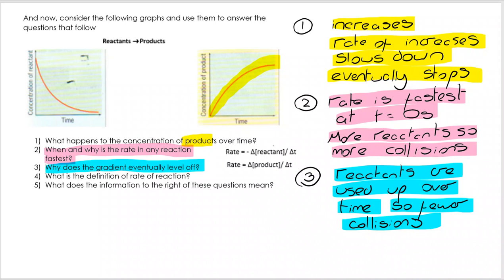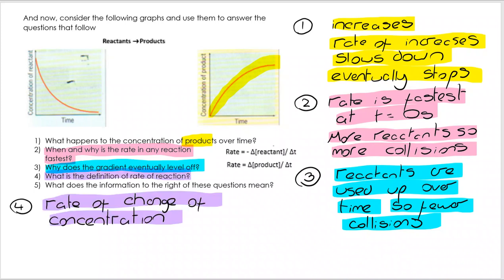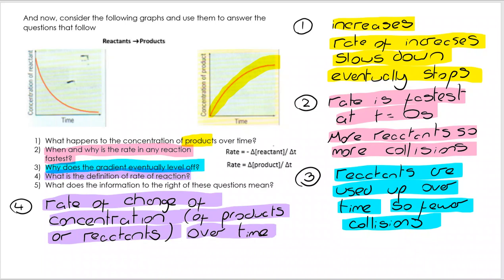So what is the actual rate definition for rate of reaction? Well, it's already hinted at actually, and number 5 alludes to this as well. So the rate of change of concentration, the square brackets mean concentration in moles per decimeter cubed. The rate of change of concentration of products or negative rate of change of reactants over change in time. So rate of change of concentration of products and reactants over time.